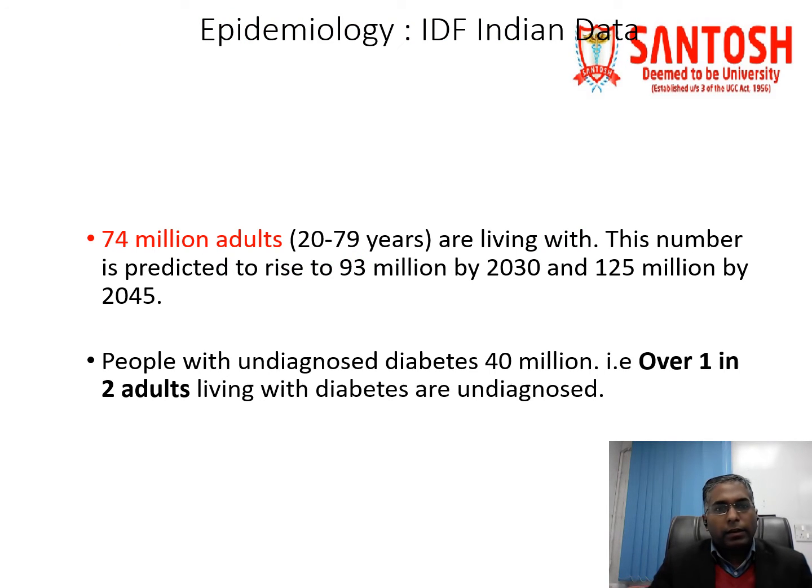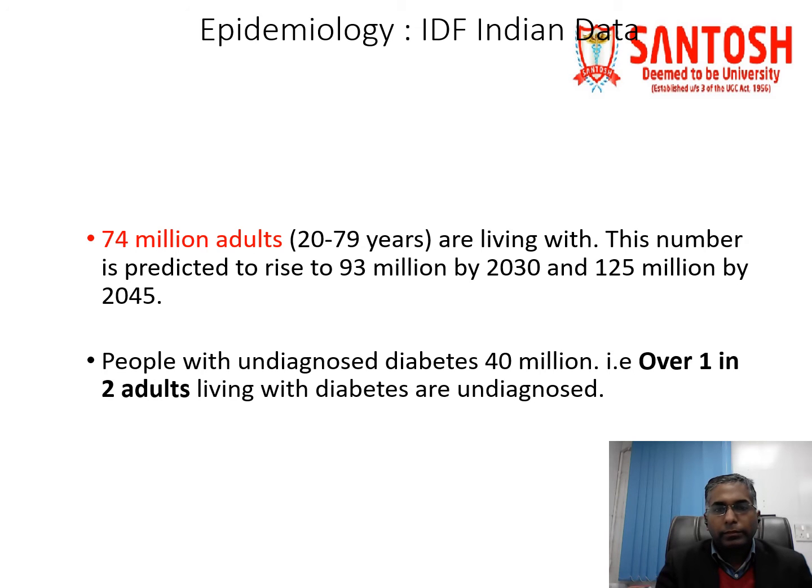Regarding Indian data, in our Indian subcontinent, 74 million adults are living with diabetes mellitus. This number is predicted to rise to 123 million by 2030 and 125 million by 2045. People with undiagnosed diabetes number 40 million. That is, in our country, 1 in 2 adults are living with diabetes which is unrecognized.